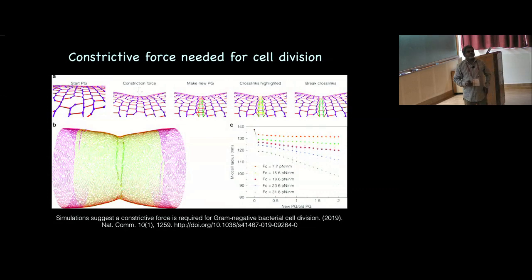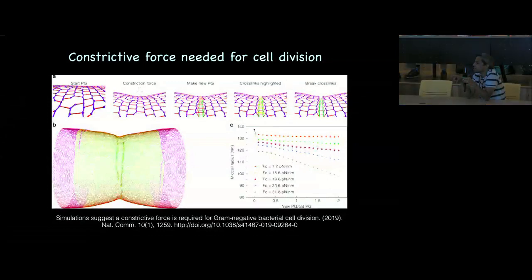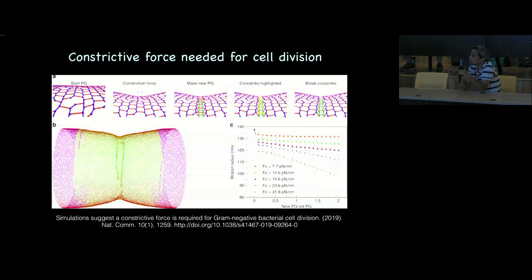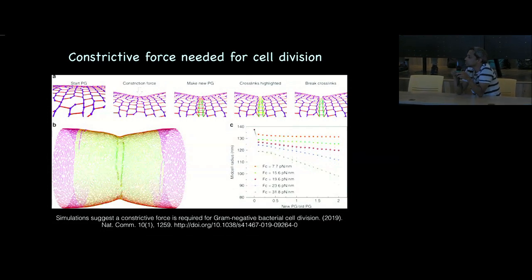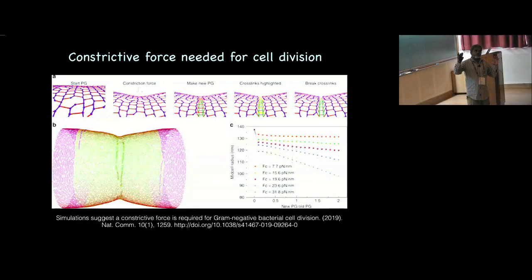So you mentioned that the GDP bound FtsZ has an intrinsic curvature. Is that curvature smaller or larger than the curvature after the GTP bound? Yes, the GDP bound polymers are highly curved. It's like only 25 nanometers in diameter. But the GTP bound polymers can also be curved, but their curvature is not so much. Okay.